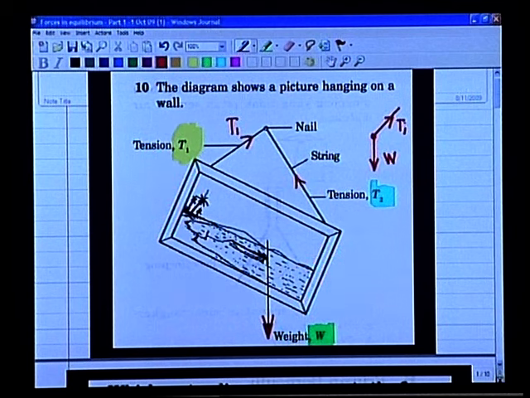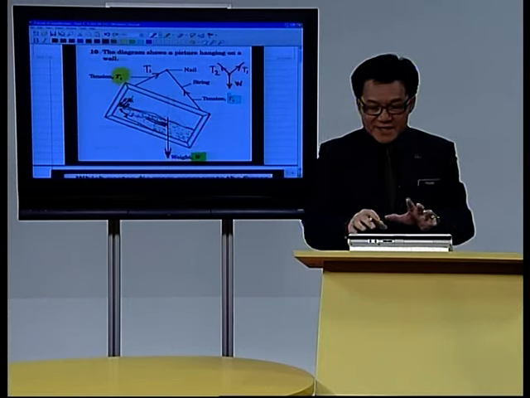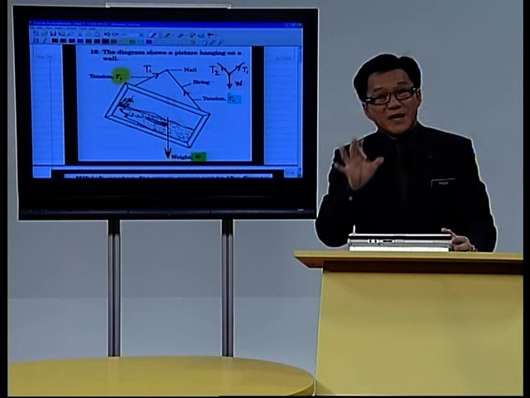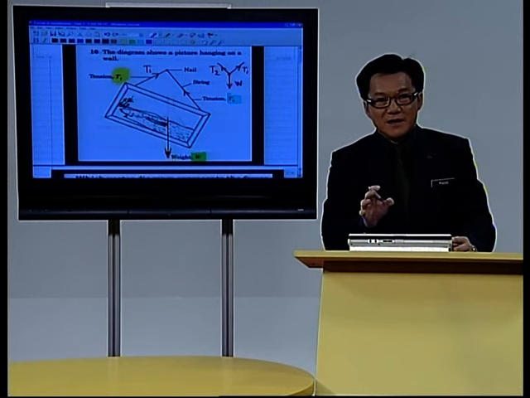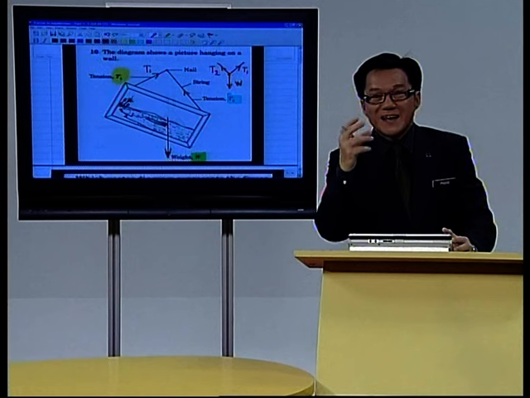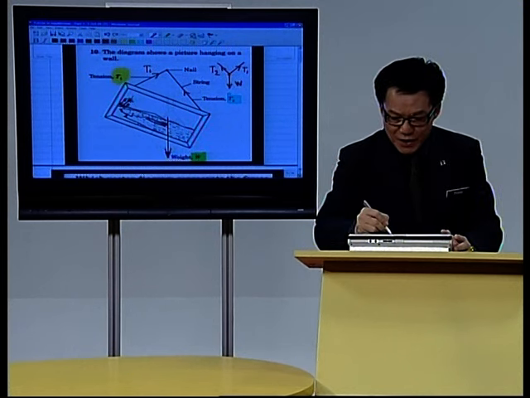And what about T2? Where is it acting? The other direction. Alright. Now this diagram that I have just drawn for you is very important. This will help us get our answer. Alright, let me show you how.